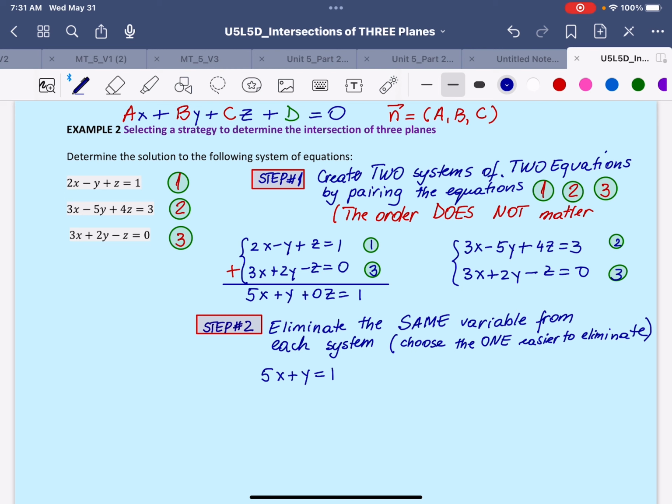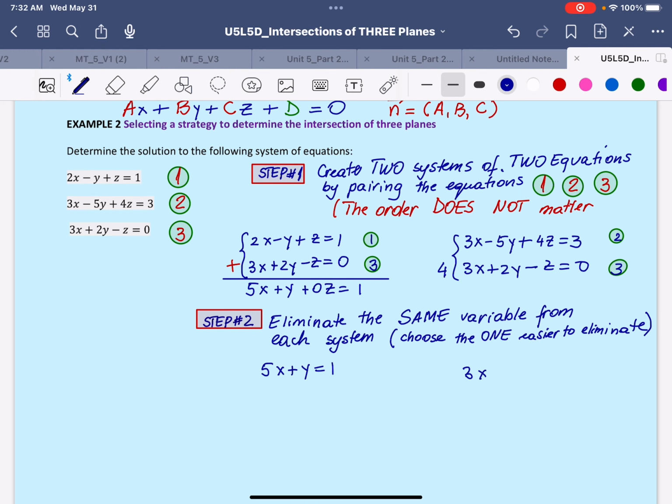For the next set of equations, we will have to make some modifications to the second equation, so we'll be able to eliminate the variable z. So that means we are multiplying the second equation by 4, so the system has become 3x minus 5y plus 4z equals 3, and 12x plus 8y minus 4z equals 0. So we'll add the two equations, and that will give 3 plus 12, 15x. Negative 5 plus 8y is 3y. The z term will simplify to 0z, and 3 plus 0 is 3.